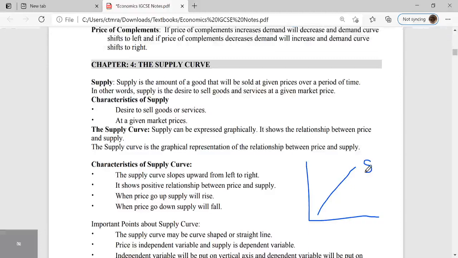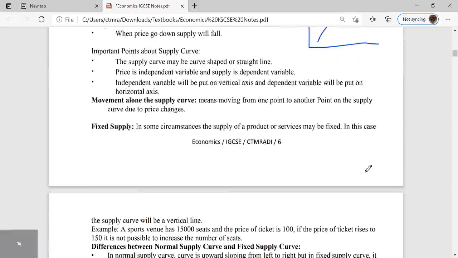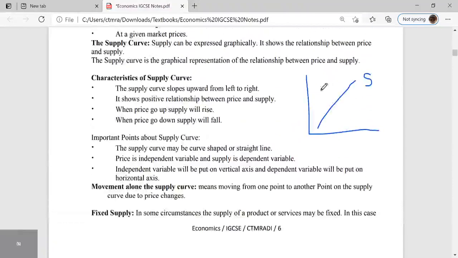But this time, think from a producer's perspective. A rise in price reduced the demand, but in the case of supply, a rise in price will increase the supply because there is a positive relationship between price and supply. This is also known as movement along the supply curve. The rise in price will lead to a rise in supply, so it's moving from one point to another.